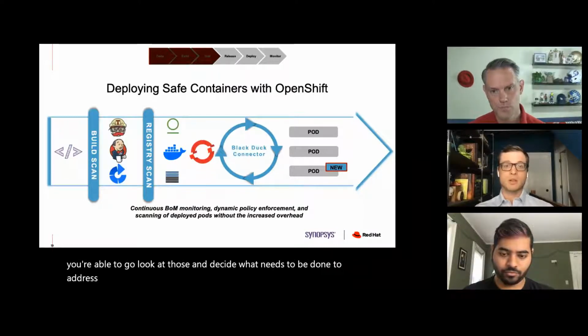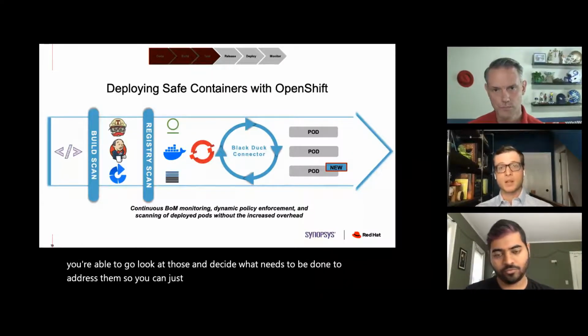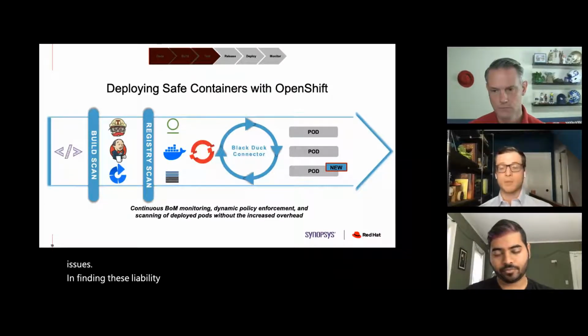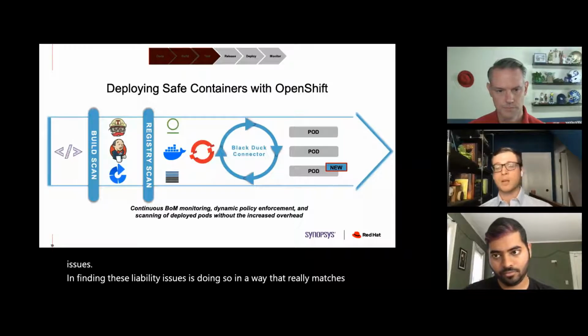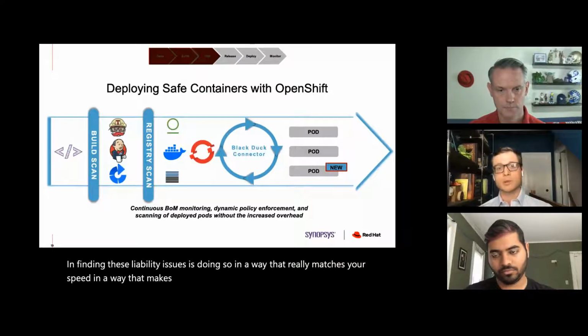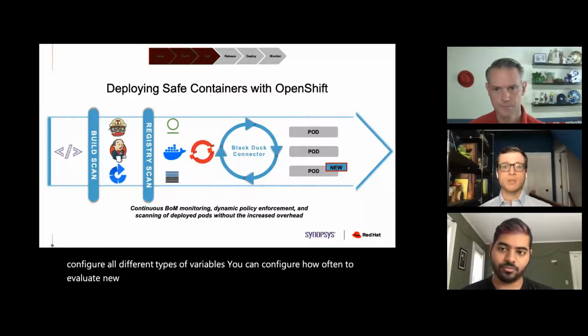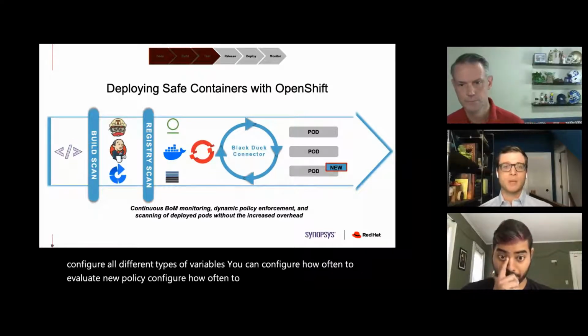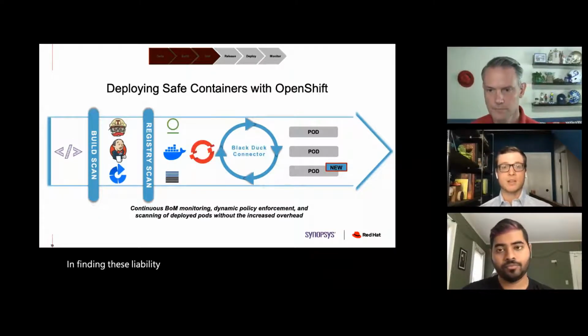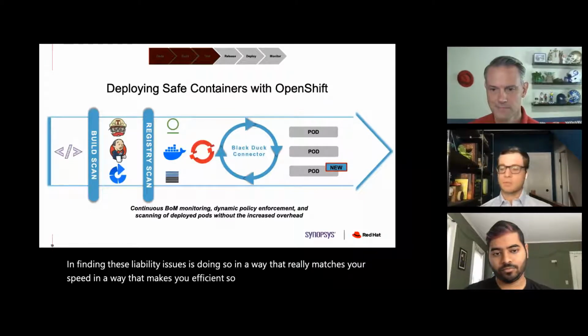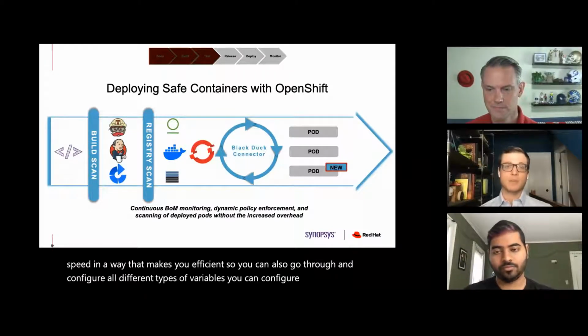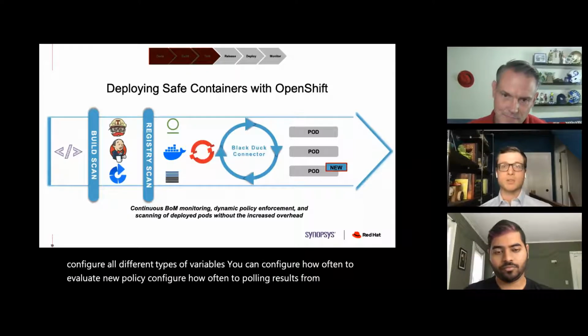Just as important as finding these security issues and liability issues is doing so in a way that matches your speed, in a way that makes you efficient. So you can also go through and configure all different types of variables. You can configure how often to evaluate new policy, how often to pull in results from Black Duck, how many images to scan at a single time, and do anything you need to do to make it fit your speed, the speed of DevOps, and so forth.